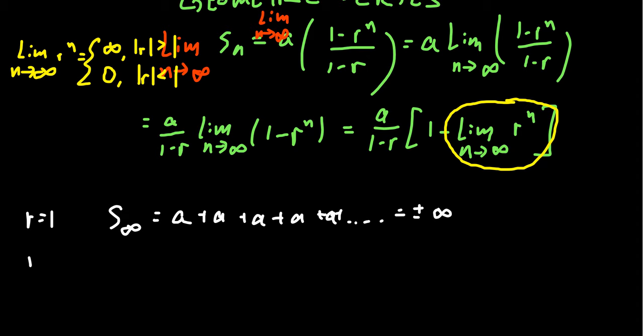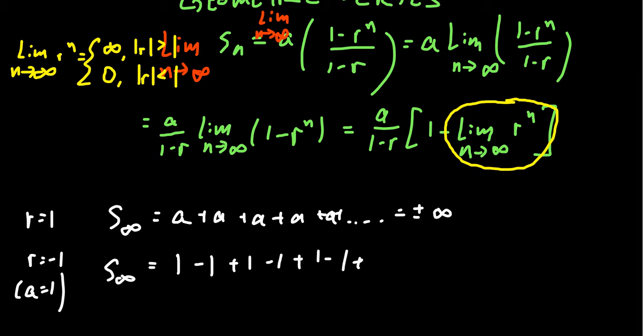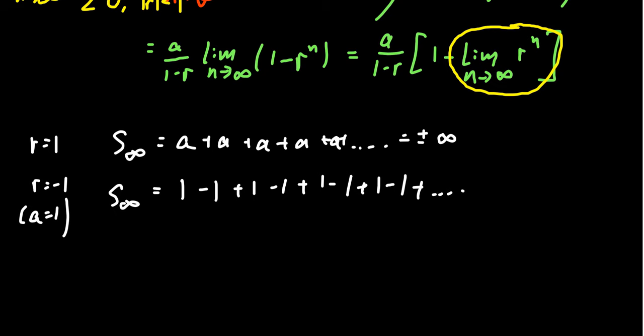And then another issue is if you took R to be negative 1, your sum would look something like the following. And just for simplicity's sake, I'll say A equals 1. You end up with 1 minus 1 plus 1 minus 1 plus 1 minus 1 plus 1 minus 1 plus 1 minus 1, etc. It turns out this series right here has confused people for a long time.